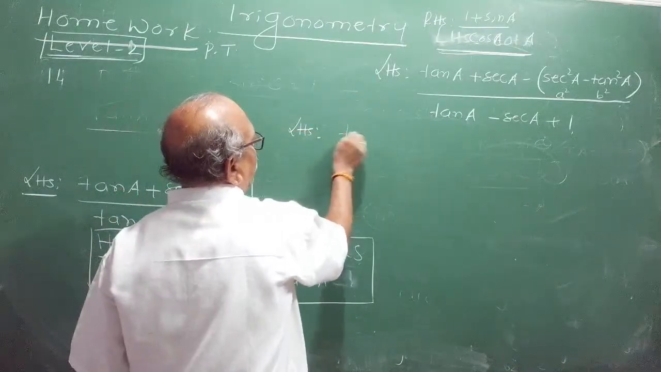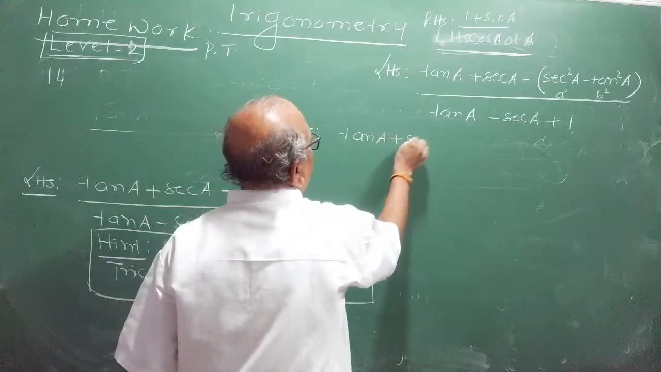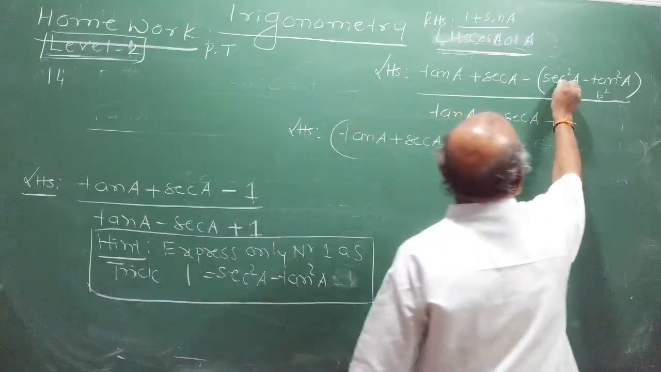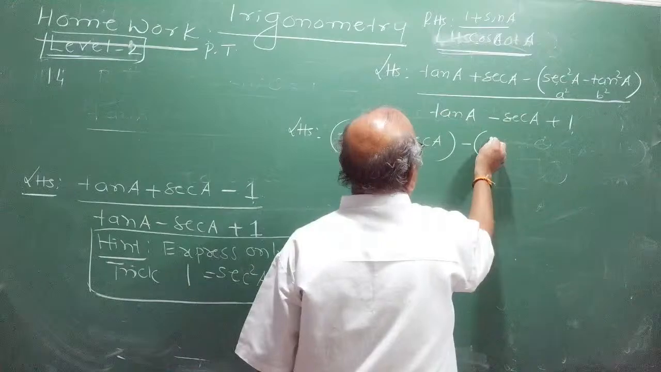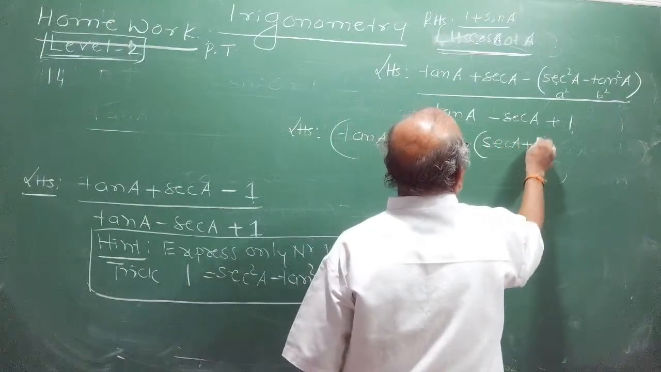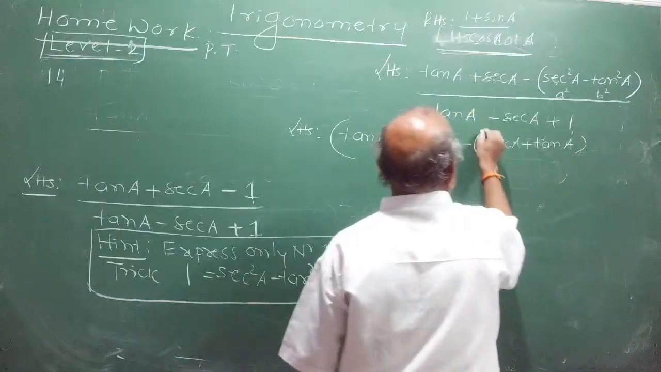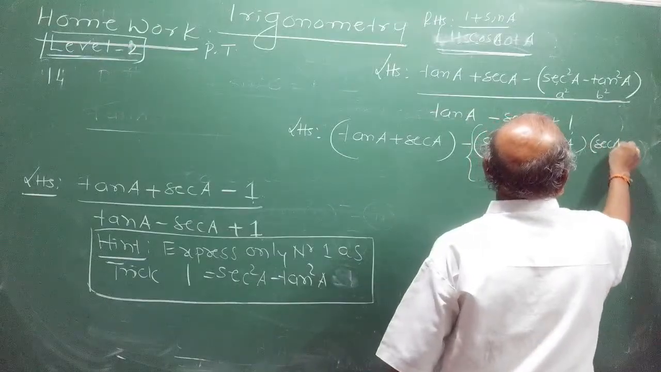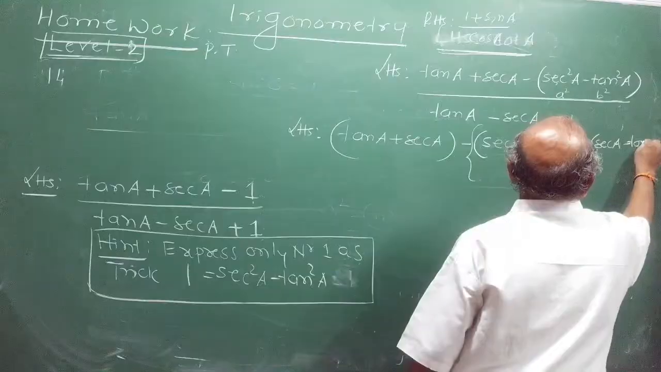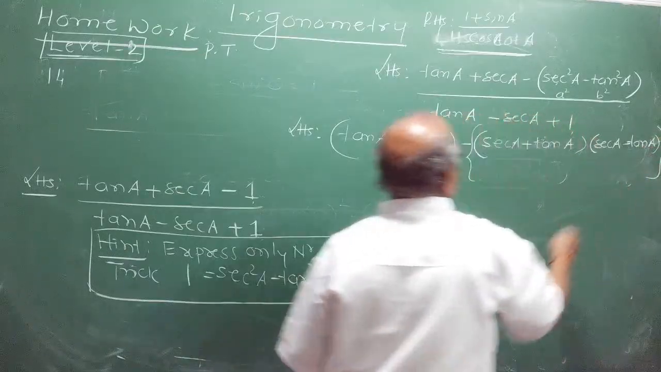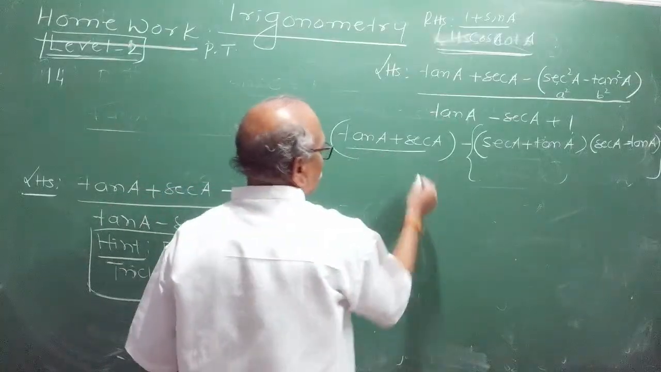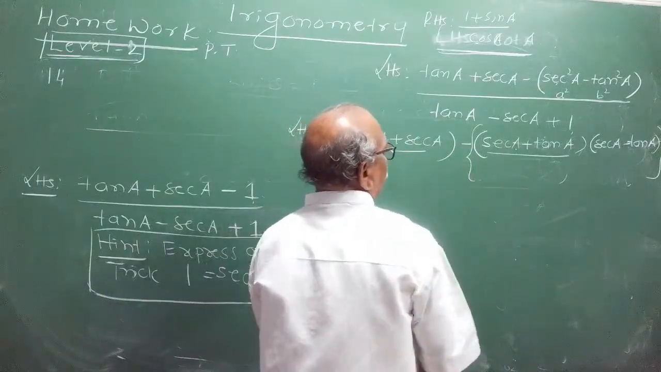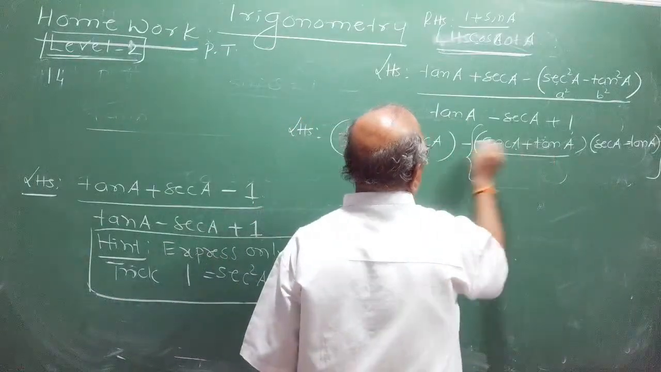See, I will write tan A plus sec A minus, into bracket. Can you write A square minus B square as A plus B into A minus B? What is A plus B? Sec A plus tan A. Write a flower bracket here. Use brackets properly. Into sec A minus tan A. I hope you got it. Close the flower bracket. Now observe, tan A plus sec A is the same as sec A plus tan A, by the commutative property.